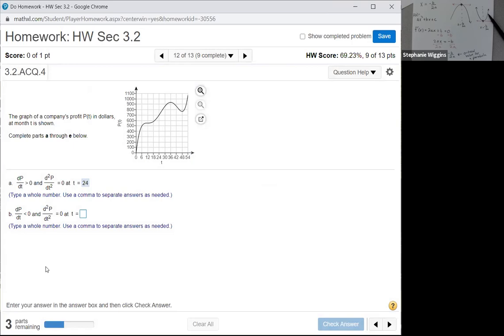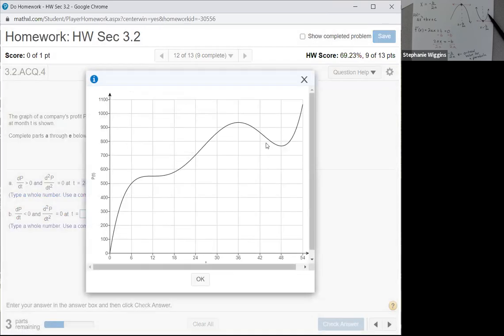Now we want the first derivative to be negative. That means it's decreasing, and the inflection point, that was right here. Here's the inflection point. It changes concavity and it's decreasing at that point. So that would be 42.